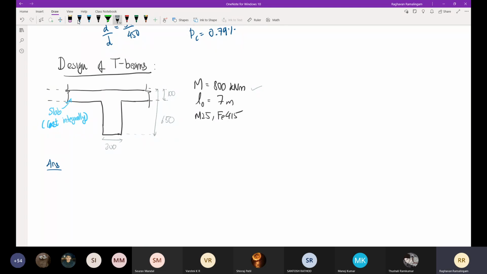Grade of concrete and steel are given. Span is given for a different reason, I'll tell you that. And the dimensions of the slab, the overall beam, and the width of the web are given. This is called the width of the web, and this is the depth of the flange. So this is Df, this is bw, and this is b. Sorry, not small d, big D. So these are the things that are given to us.